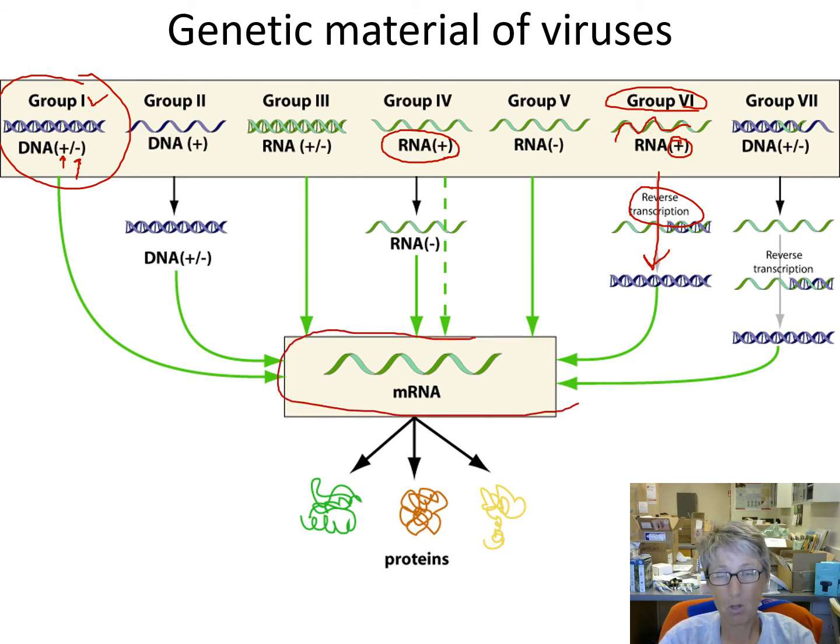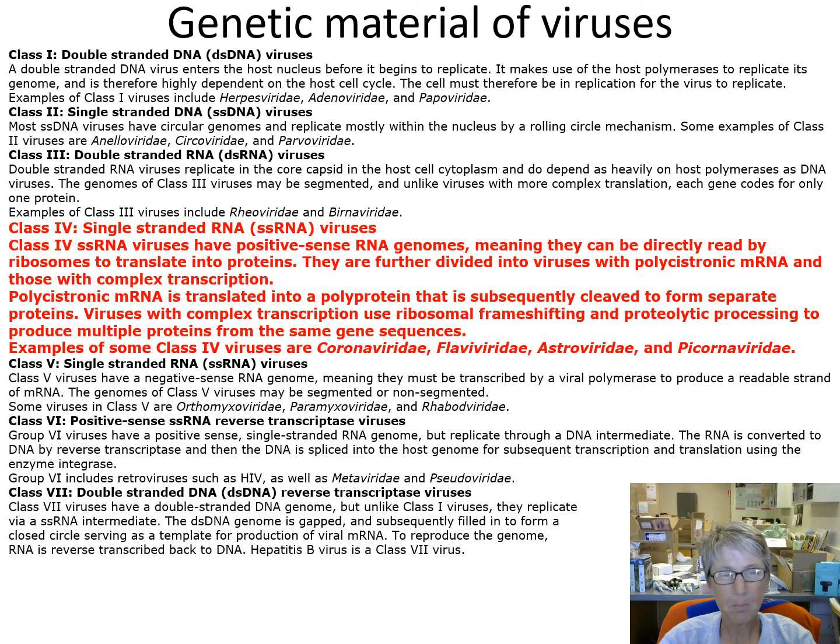That means at some point, through your fancy biochemistry, you make a messenger RNA, and then that messenger RNA gets translated into viral proteins, and then the viral proteins get put together and you make more viruses. And you do this all within a host cell. So you basically take the host cell machinery for making proteins and you use your DNA or RNA to make messenger RNA. That messenger RNA is viral messenger RNA that goes on to make viral proteins. So here we go. Here's the genetic material of viruses based on the different classes.